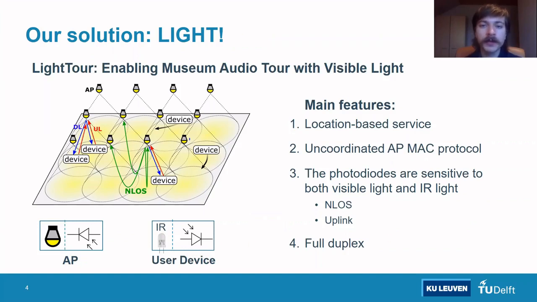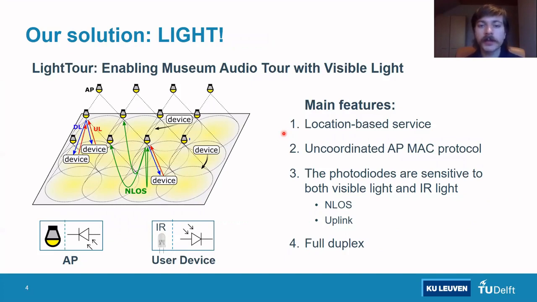First main feature of LightTour is that it provides a location-based service. This is because with visible light communication, we are able to achieve a very small AP cell size of only a few square meters, because the light itself is blocked by objects, and because the LEDs that we use have quite a high directionality. Each AP then simply broadcasts one audio track about one nearby museum piece, and each user device only plays back the received signal from the nearest AP.